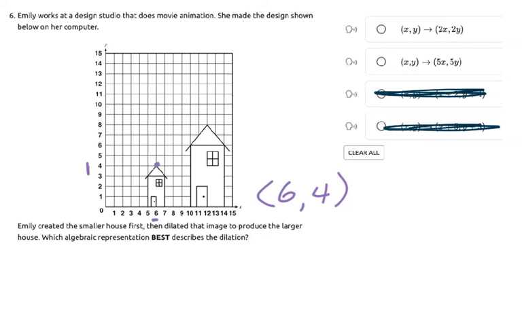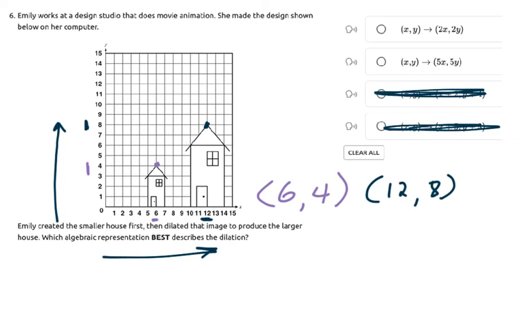Now let's go to the dilated shape, the larger one, and find the same spot, that point of the house. Let's get the coordinate for that. You always do the x first, so I'm moving on x first. It's at 12, and then y second, 12 and 8. I'll write that down: 12 and 8. This is all we need to do, and now we're just going to find a relationship.